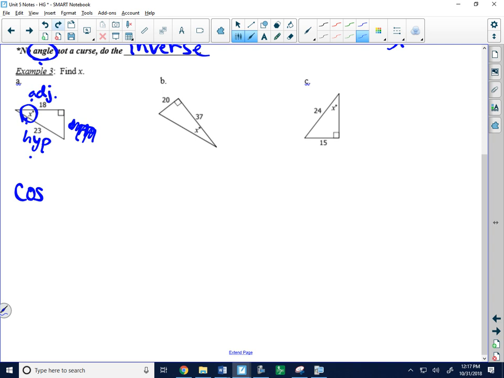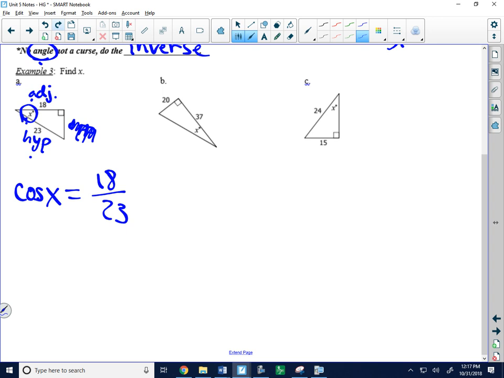You can look at the formula sheet, for our purposes it's on page 6 or something. I do cosine of my angle, and my angle measure is x. Yesterday it was sine of 67, but now we don't have it, so it's x. Everything else is the same. Adjacent is 18 over hypotenuse 23.